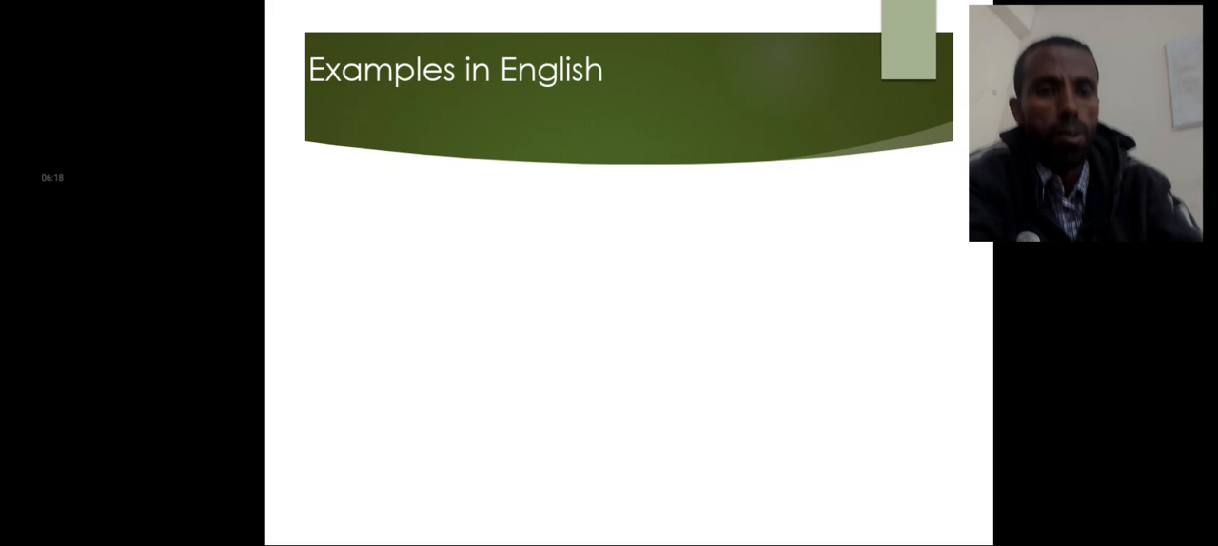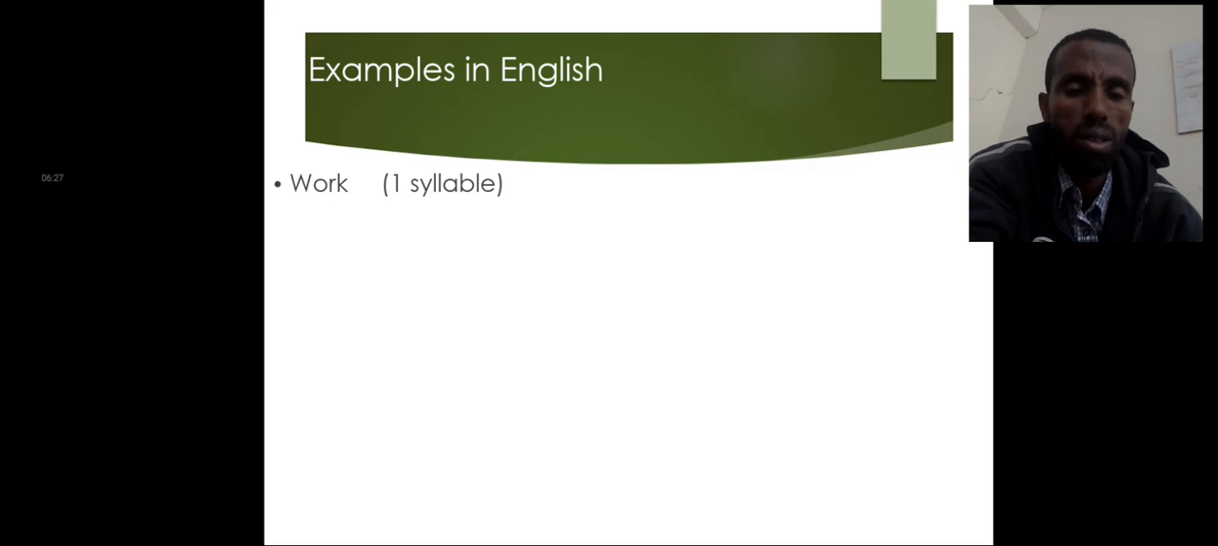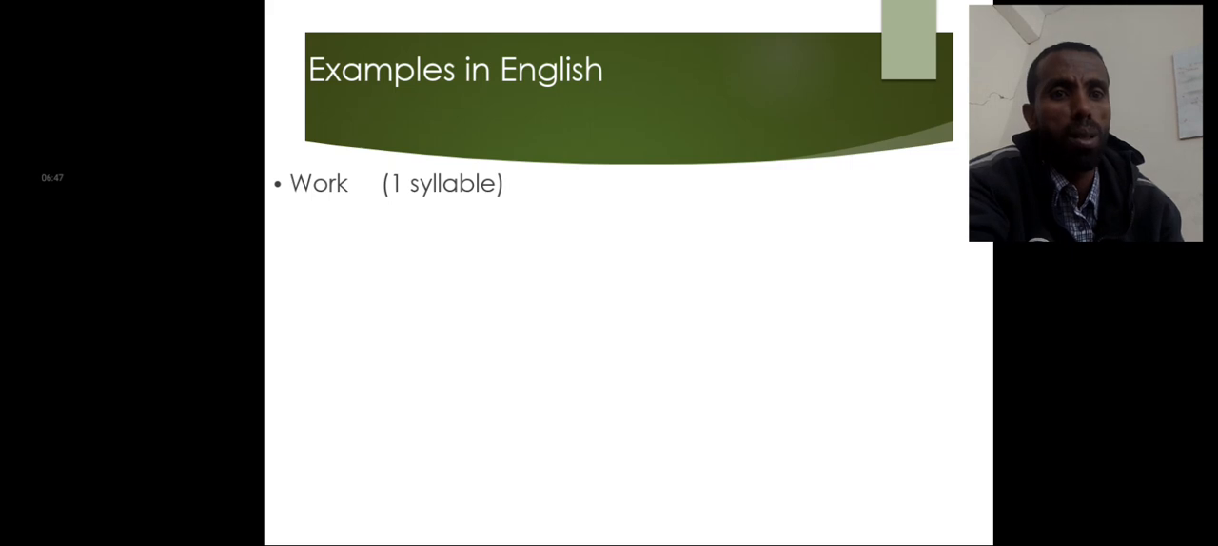So let's see some examples here. In the word work, how many syllables do we have? We have one syllable. And the easiest way to do this is to look at the vowel. In the word work, how many vowels do we have? We have one vowel sound. So we have one syllable. For the beginning, I think it's good to pay attention to the number of vowels we have in the word. That number could help us identify the number of syllables in a word.